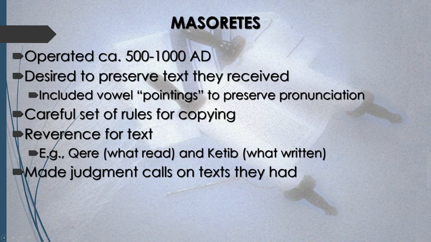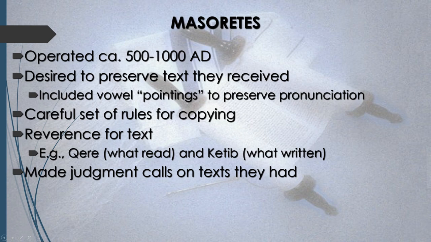And so they had careful rules for their copying process. They were very concerned about the reverence for the text, preserving what's read and what's written, and they had to make judgment calls because they had to trust their own judgment, their familiarity with the text, how it's supposed to be.